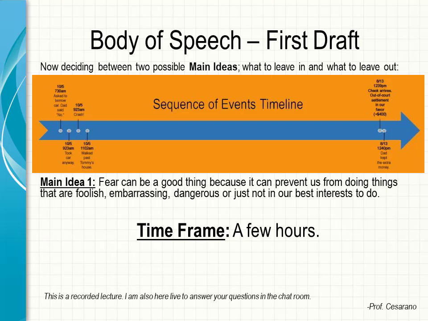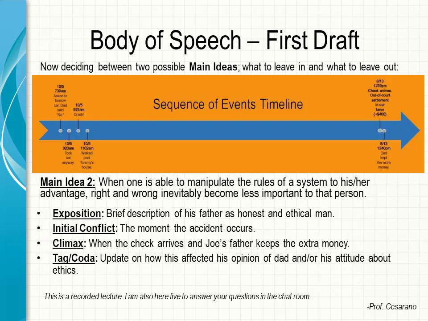Remember that the time frame is the period of time between the initial conflict, in this case Joe taking the car without permission, and the climax, in this case Joe walking past Tommy's house. Now let's consider how the story would be structured if Joe uses main idea number 2. If Joe uses main idea number 2, the climax of his story must be the moment the $2,000 check arrived and he observes his father keep the extra money.